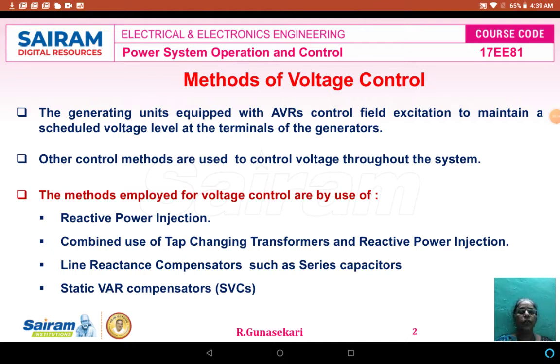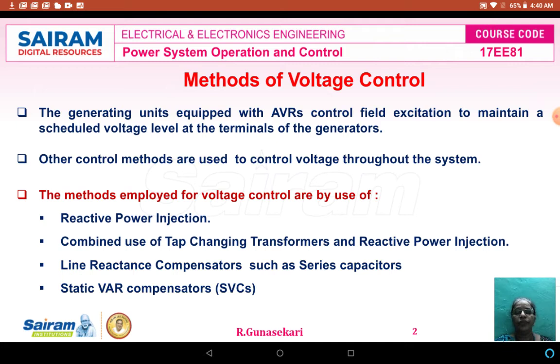The generating units are equipped with automatic voltage regulator control. The automatic voltage regulator is used to control the field excitation, to maintain the scheduled voltage level at the terminals of the generators. For that purpose, the generating units are equipped with the automatic voltage regulator. Then other control methods are also used to control the voltage throughout the power system. Now, what are the methods employed for voltage control?